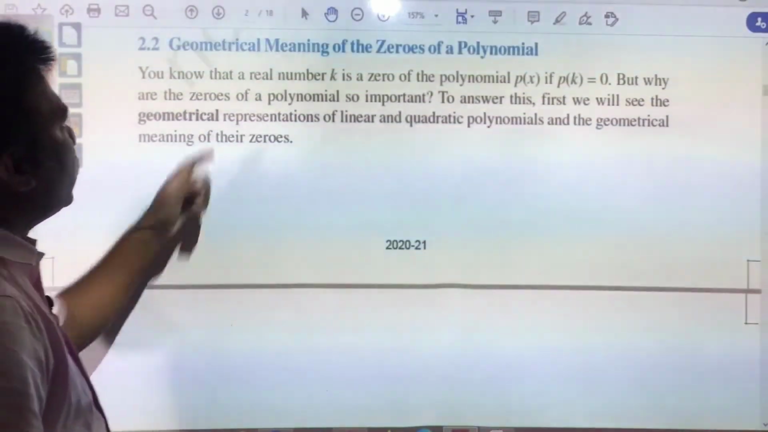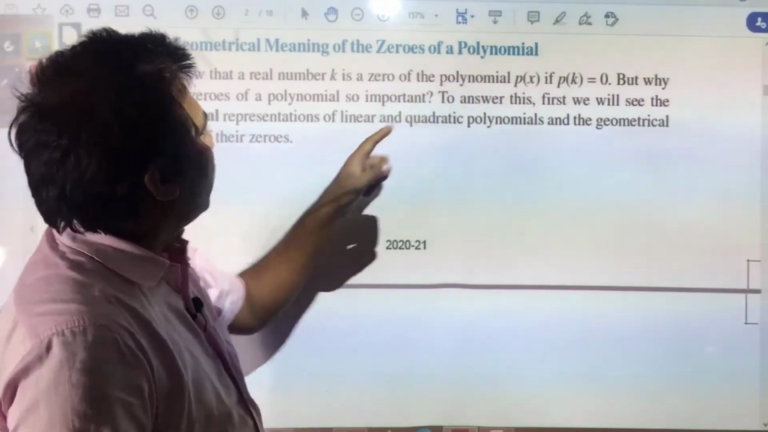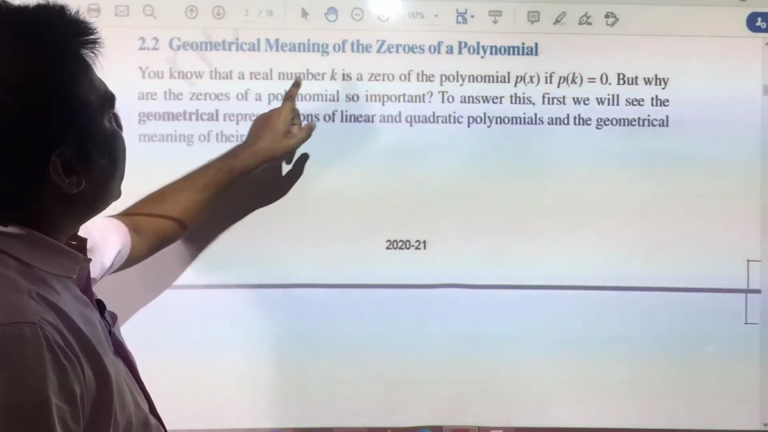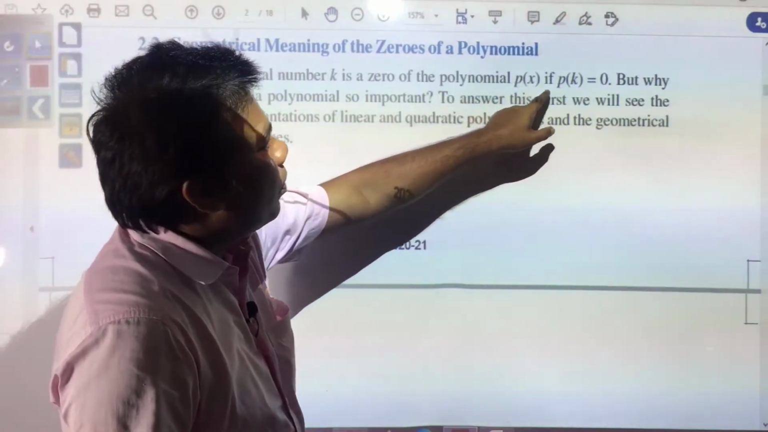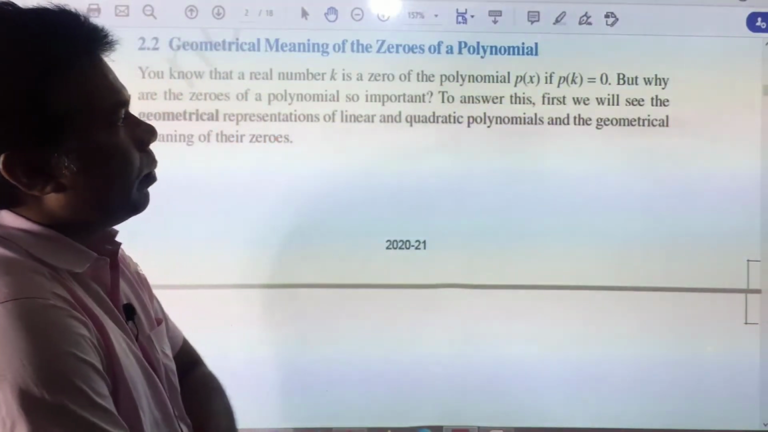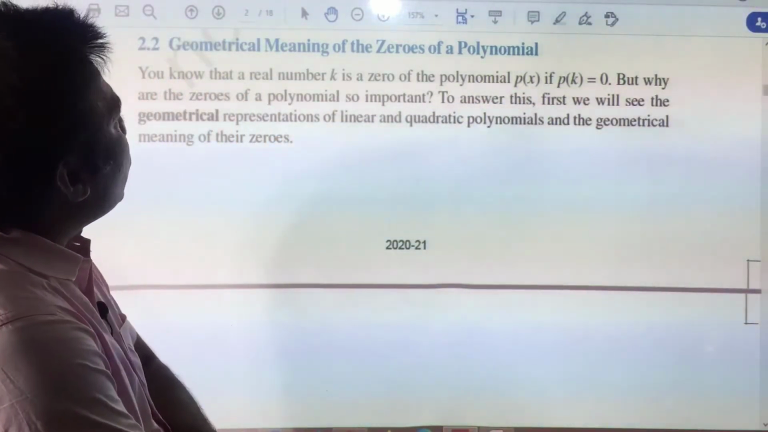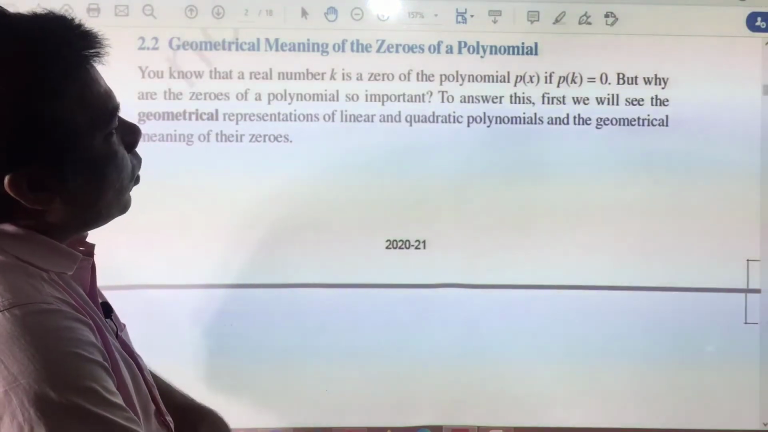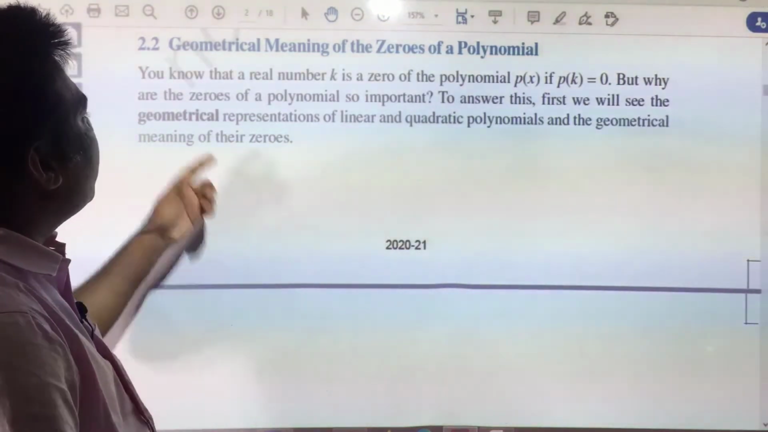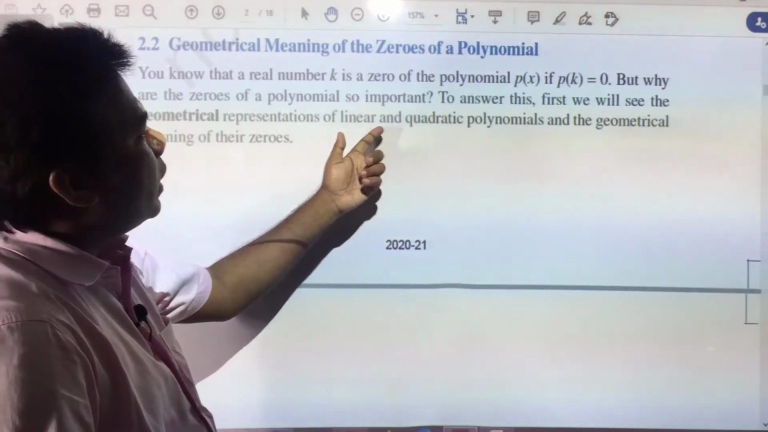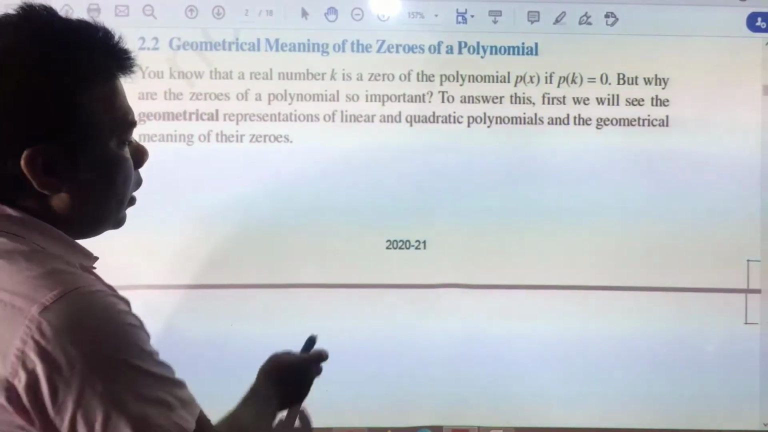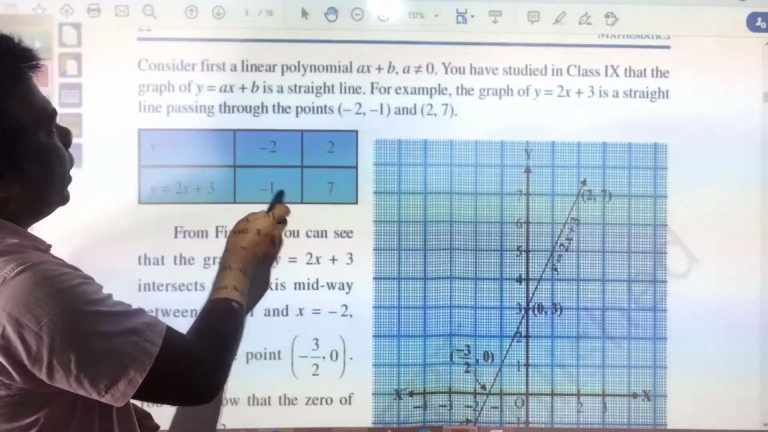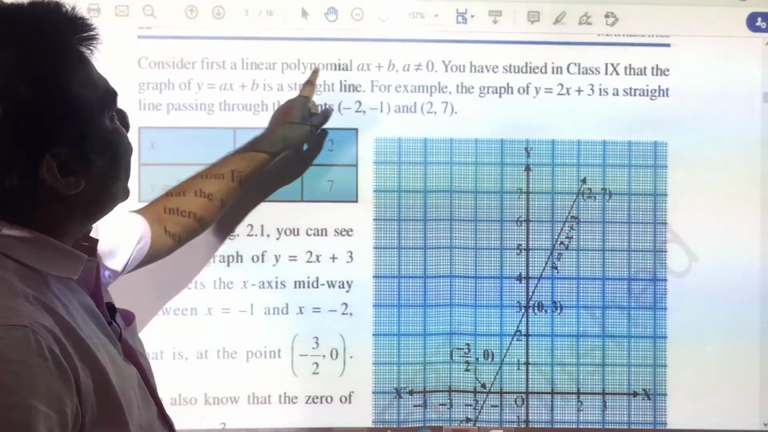Here you have the geometrical meaning of the zeros of a polynomial. You know that a real number k is a zero of the polynomial p(x) if p(k) is equal to 0. But why are the zeros of a polynomial so important? To answer this, first we will see the geometrical representations of linear and quadratic polynomials and the geometrical meaning of their zeros. Consider first a linear polynomial.